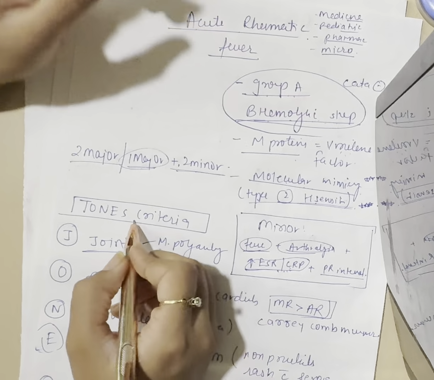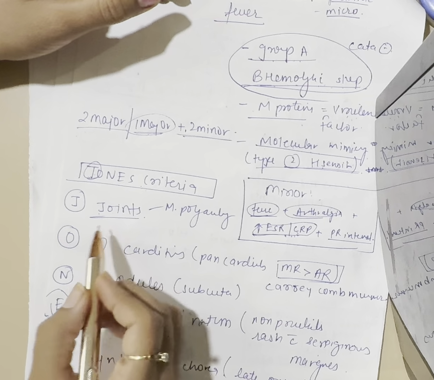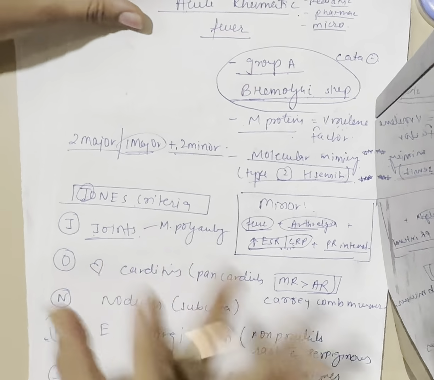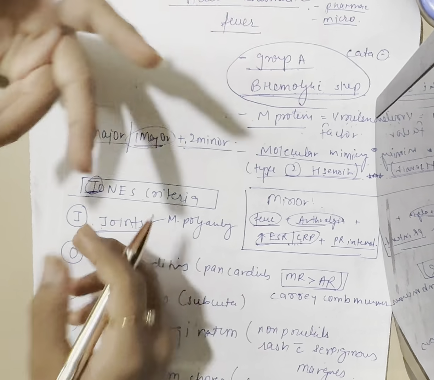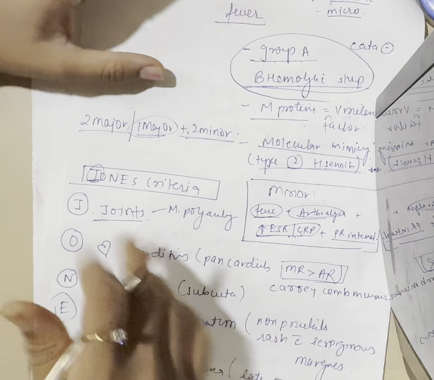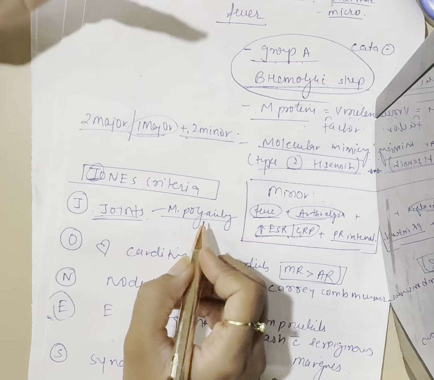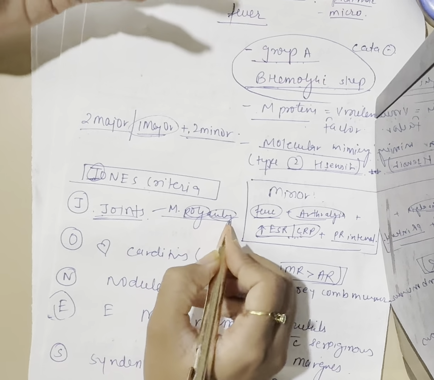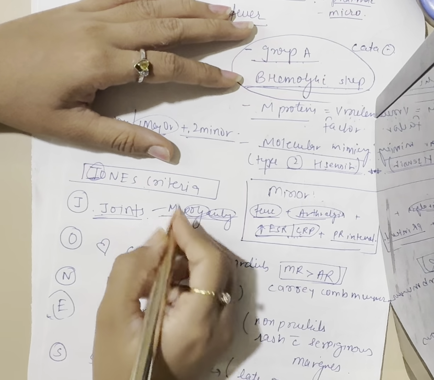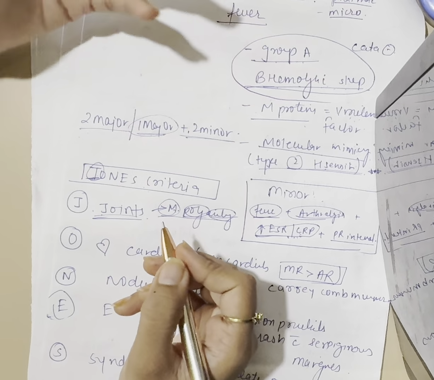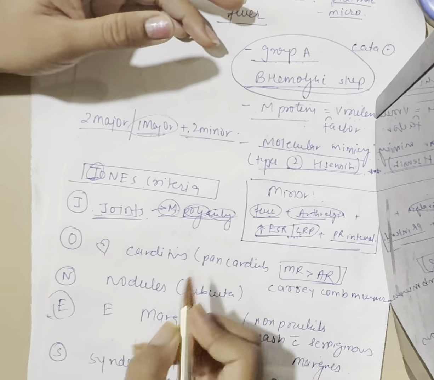Now the Jones criteria, the first criteria that is very, very important, goes with the mnemonic JONES. That's a world famous mnemonic, and it makes things very easy. J for Jones, that is migratory polyarthritis. I hope you know that polyarthritis means pain and inflammation at different joints of the body. Migratory means it keeps migrating, first at one peripheral joint, then at another. That joint pain is polyarthritis.